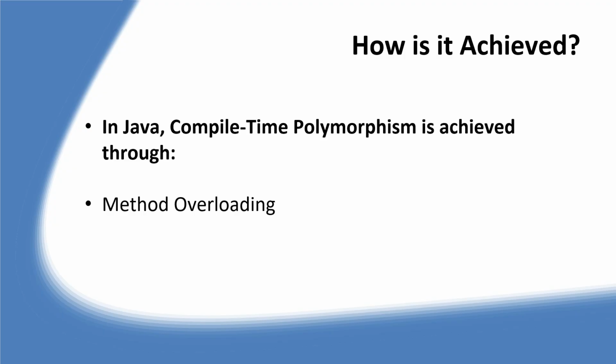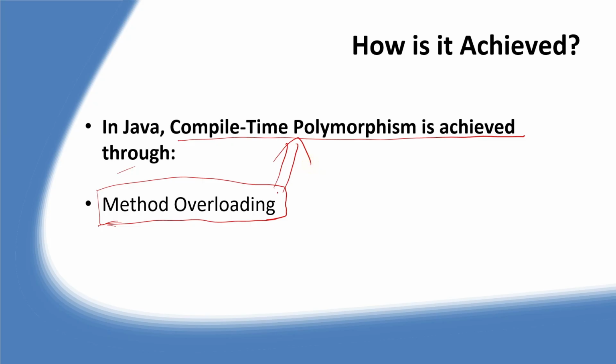So how is it achieved? How is compile time polymorphism achieved? Compile time polymorphism is achieved through method overloading. So if we are doing method overloading, that means compile time polymorphism is achieved. How? What is method overloading? We have a set of rules for method overloading. What are those rules?